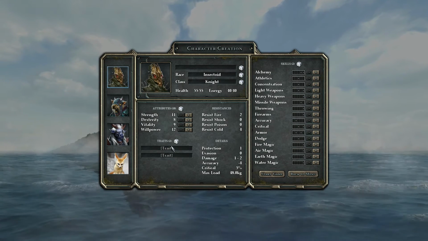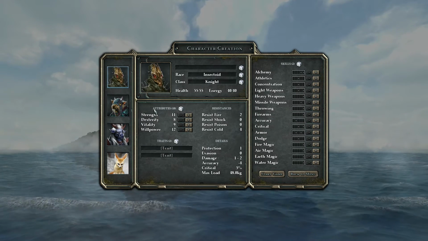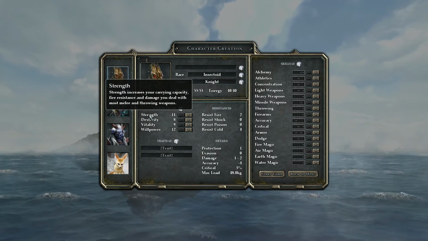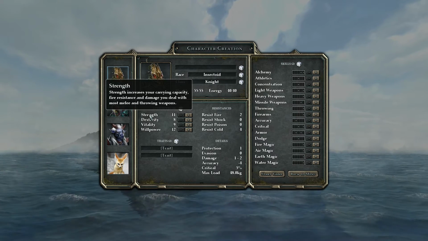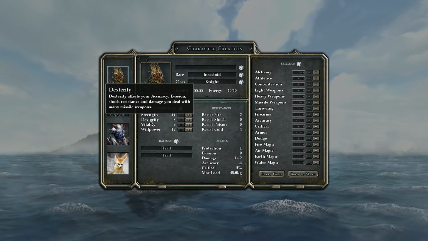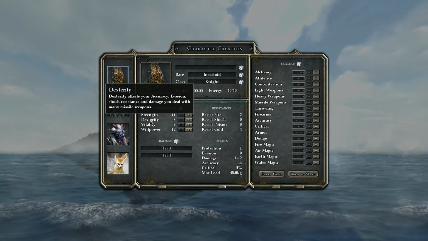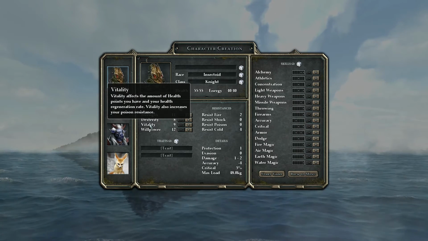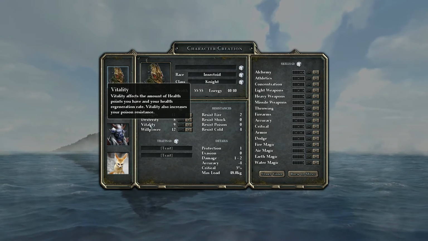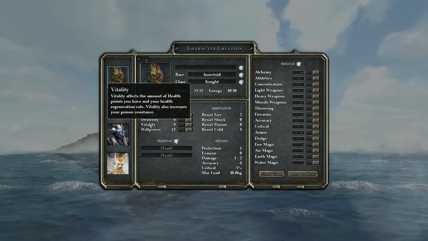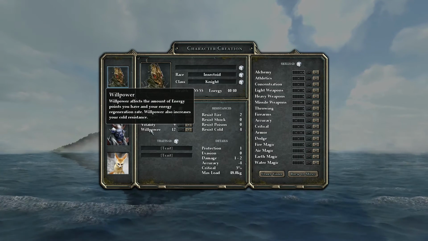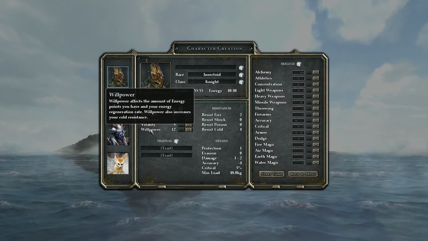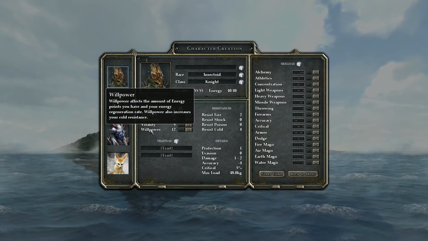So basically we read through those. Let's look at these attributes. I sort of did them in a different order. So strength. Strength increases your carrying capacity, fire resistance, and damage you deal with most melee and throwing weapons. Dexterity affects your accuracy, evasion, shock resistance, and damage you deal with many missile weapons. Vitality affects the amount of health points you have and your health regeneration rate. Vitality also increases your poison resistance. Willpower affects the amount of energy points you have and your energy regeneration rate. Willpower also increases your cold resistance.